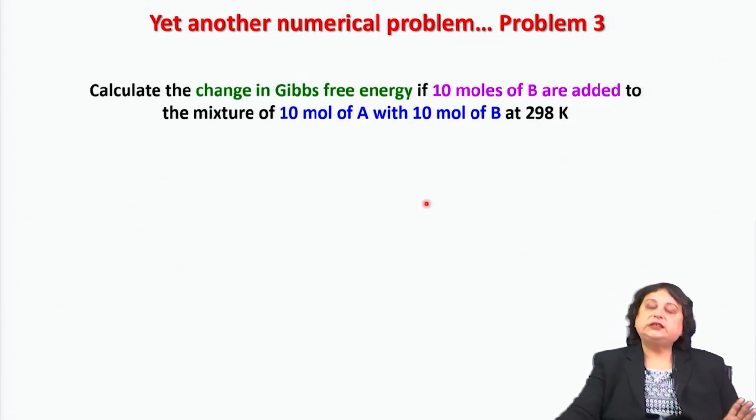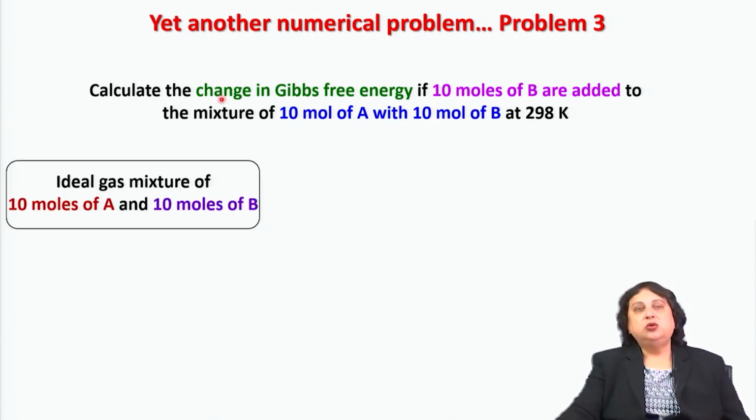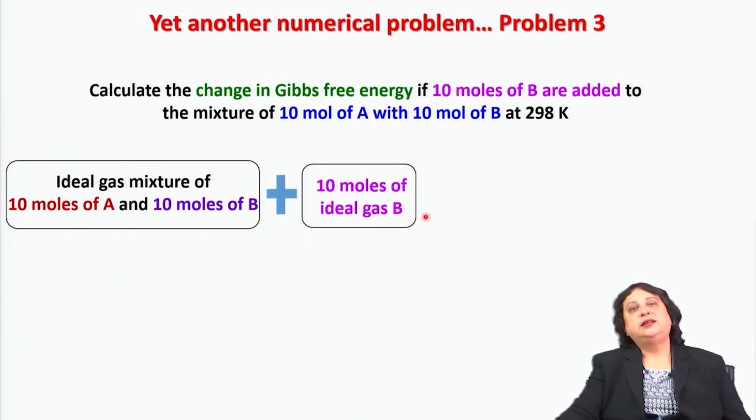So, now how is this problem different from the previous ones? Here you start with an ideal gas mixture which contains 10 moles of A and 10 moles of B, and to it you add 10 moles of a pure gas. So, in the initial equilibrium state you had an ideal gas mixture and you again had a pure gas. So, this is quite unlike what you had in the derivation of delta G mixing.